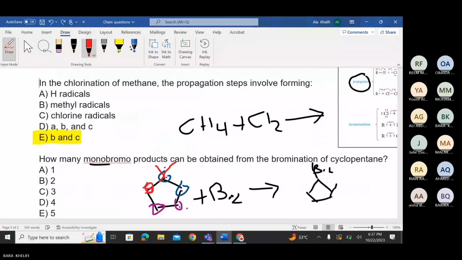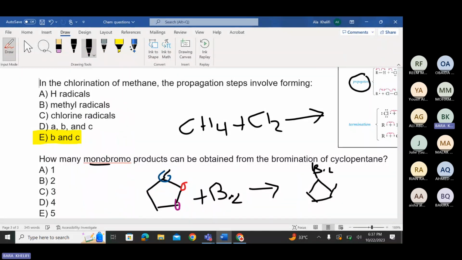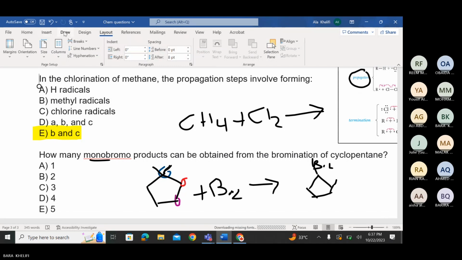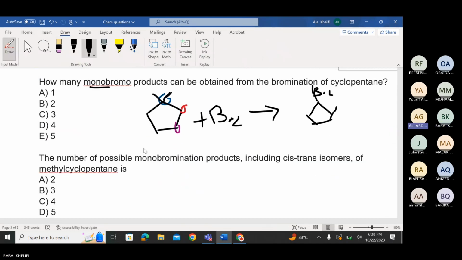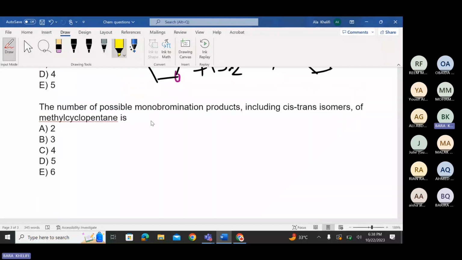Let me just remove all this. All right. So you have one here, and one here. Let me change the color. And here. And then you have another one sticking with the bromine that's already here. So three products. Understood? Yes. All right. Moving on, we have the last question, because I know you guys need to go study.